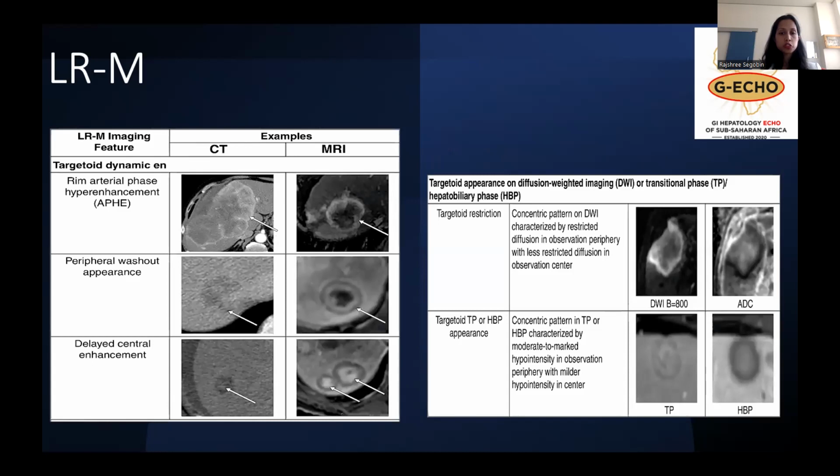So just a few pictures to show you what that would look like. In this, I've given you CT and MRI images. So this would look like typical rim enhancement of the lesion with peripheral washout, as you can see better on the MRI imaging here. So it's washing out only in the periphery. And there's delayed central enhancement, which is another criterion, and diffusion restriction marked in a concentric pattern here.